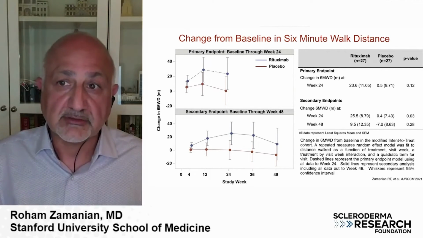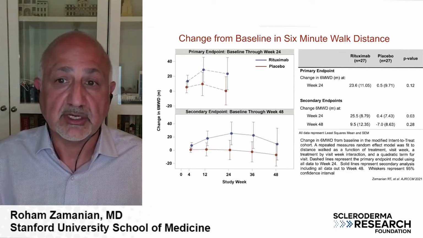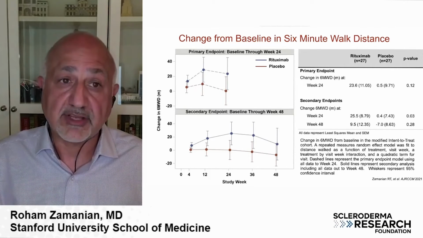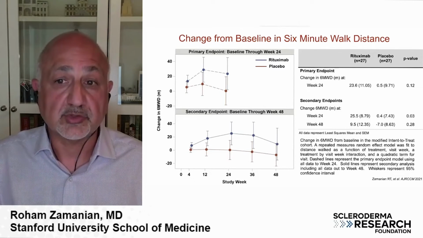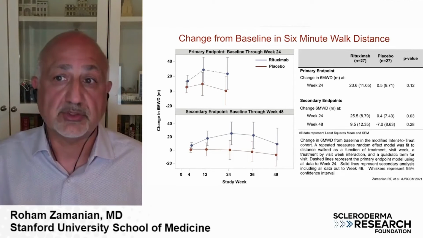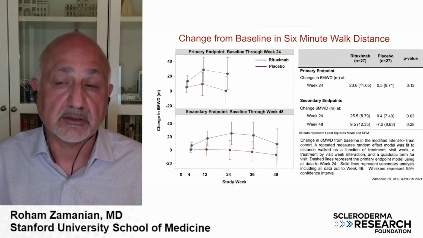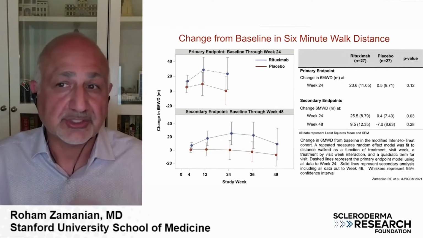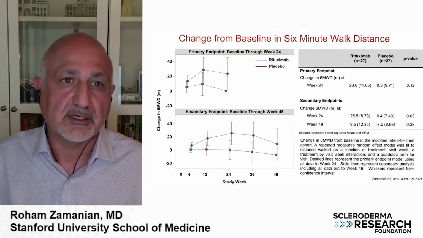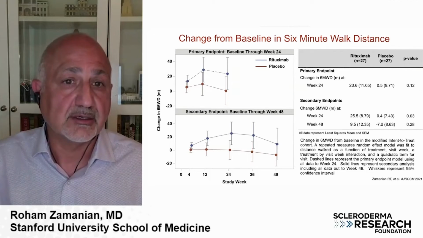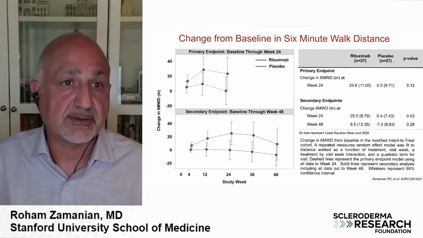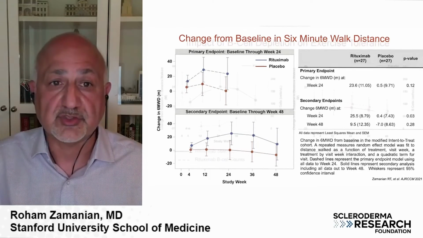And we showed a significant improvement of about 25.5 meters placebo corrected over 24 weeks with the therapy, but we didn't hit the primary endpoint. We missed it by just a couple of feet. But we believe in blue, the rituximab demonstrated an improvement in exercise capacity compared to placebo patients.